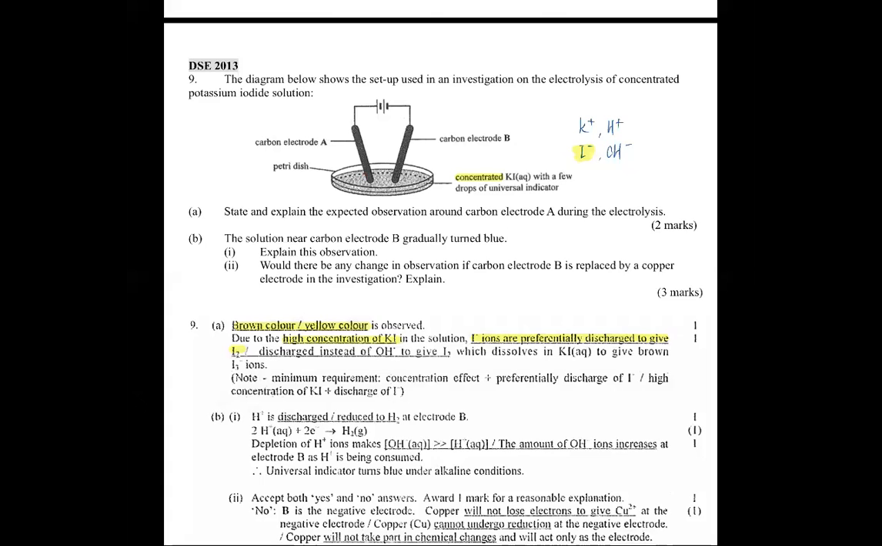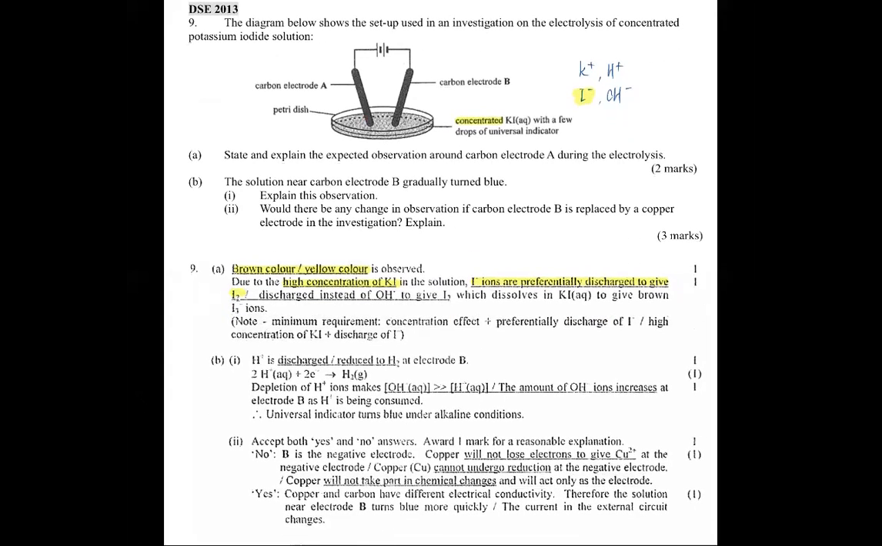So why does it show an alkaline solution near electrode B? Here you need to write that hydrogen is discharged to produce hydrogen gas. Hence, it will have a higher concentration of hydroxide near electrode B. Hence, it will give a blue color because it's alkaline.